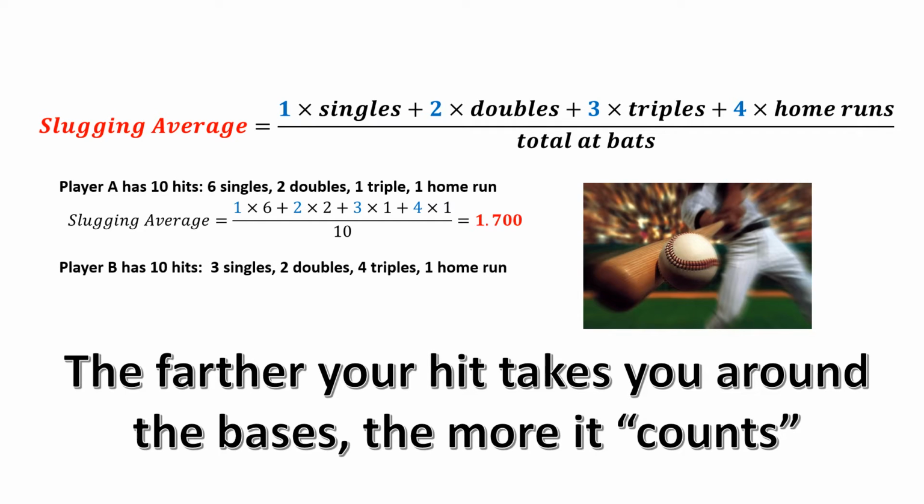Player B also has 10 hits, but more of his hits yielded more bases. He has 3 singles, 2 doubles, 4 triples, and 1 home run. Most of his hits are doubles or better. When we calculate his slugging average, he earns a score of 2.300. While both players each had 10 hits, the weights assigned to the type of hit gave player 2 the higher average.